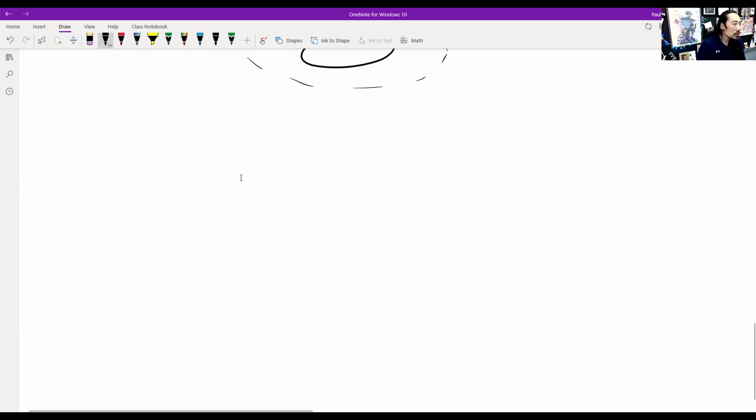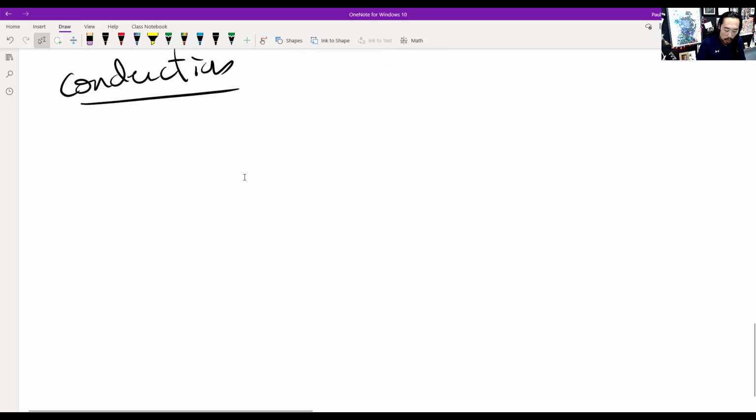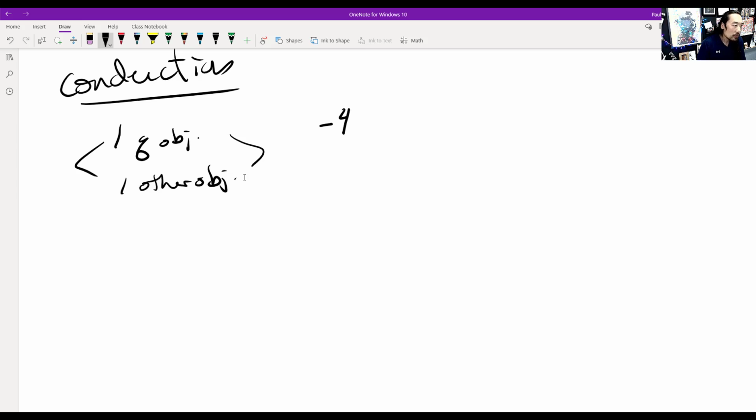All right, the next is what we call conduction. So the idea of conduction, and we'll do two different examples of this, is that you have one charged object and you have one not charged object. So here we have a scenario like this. Let's say we have an object that is negative, let's say -4e charge, and let's say we have a neutral object, or 0e.